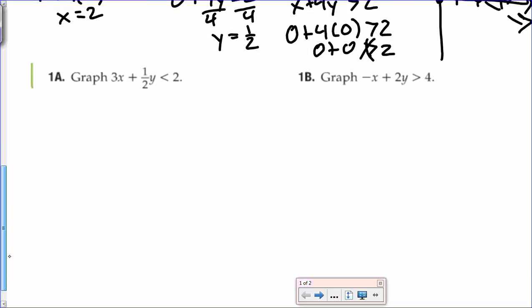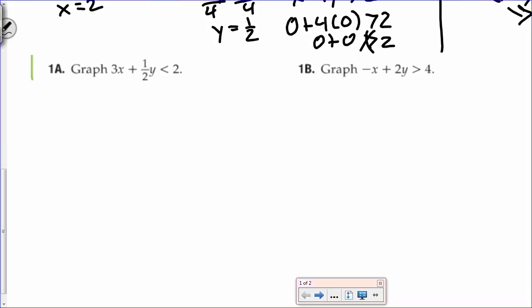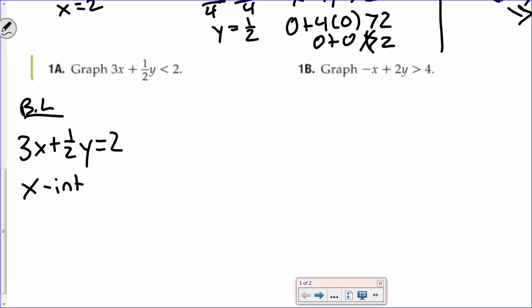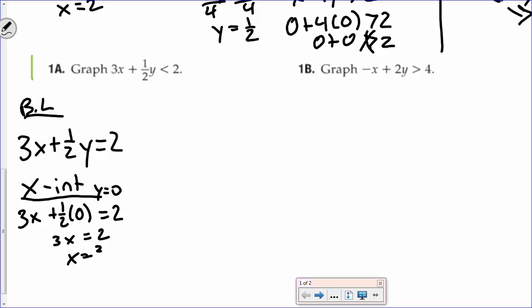We're graphing 3x plus 1/2 y is less than 2. Similarly, we're going to use the boundary line 3x plus 1/2 y equals 2. We'll find the x-intercept. That's where y equals 0. Substitute 0 for y: 3x plus 1/2 times 0 equals 2. So this gives us 3x equals 2, or x equals 2/3.